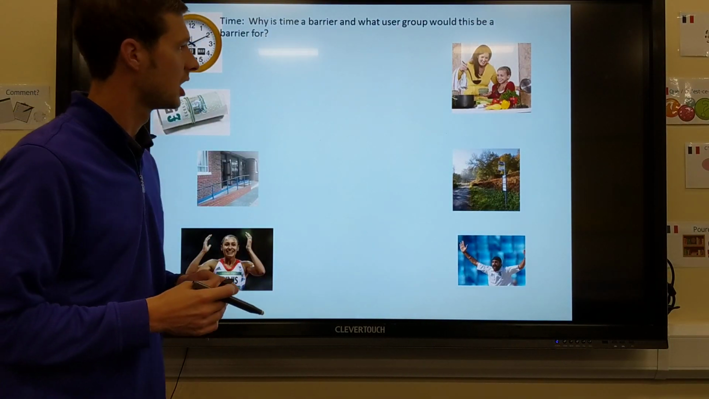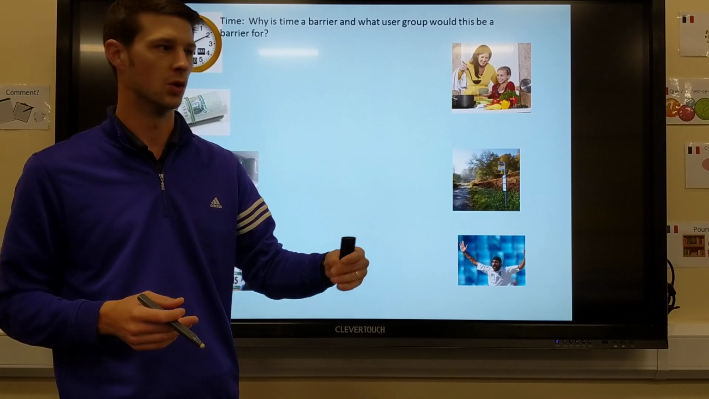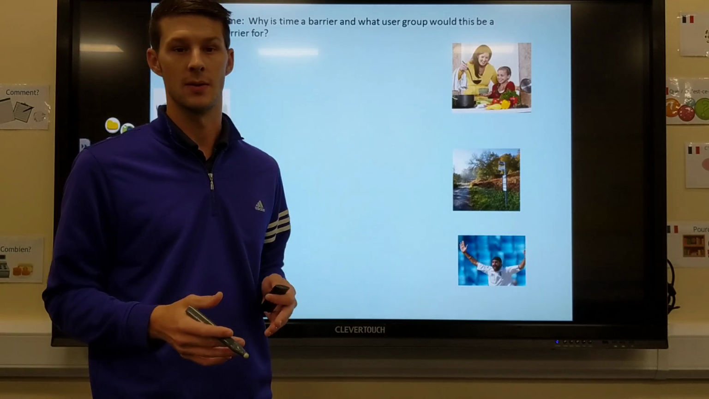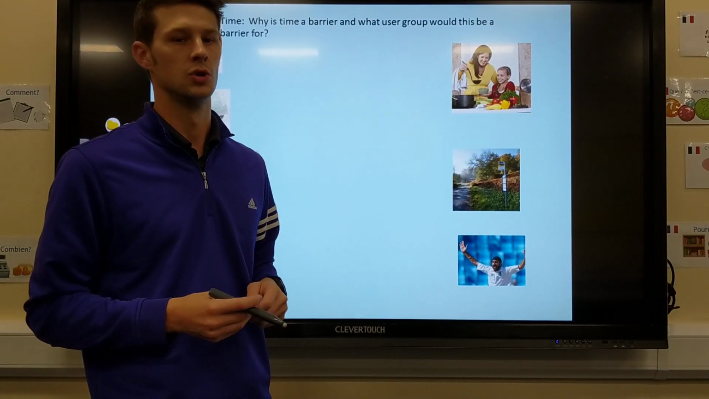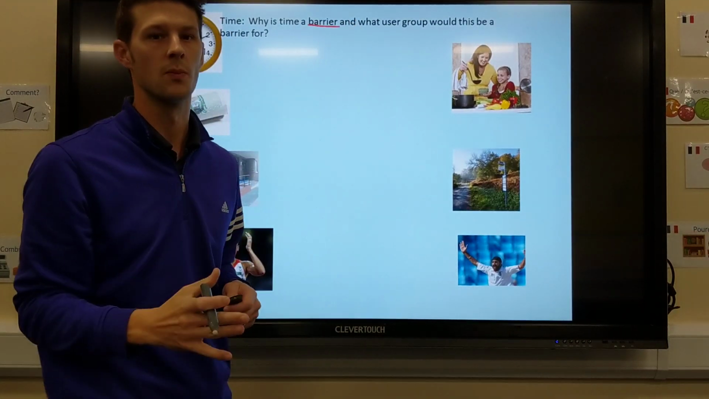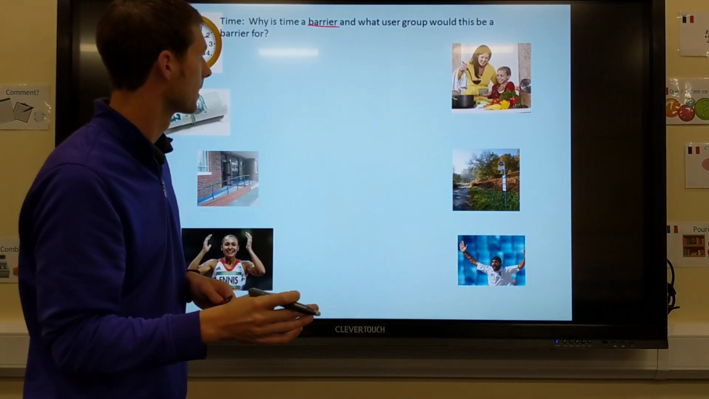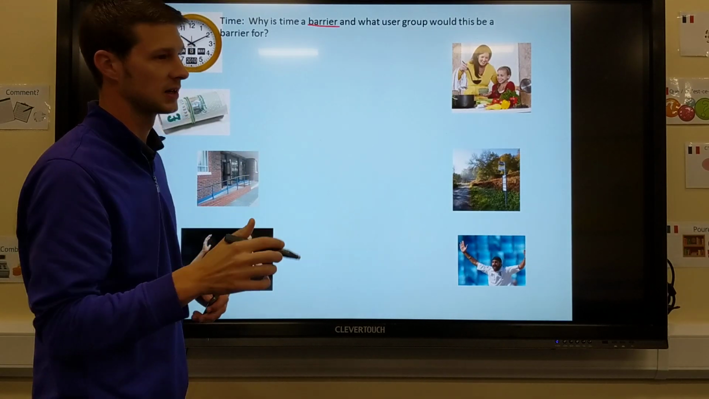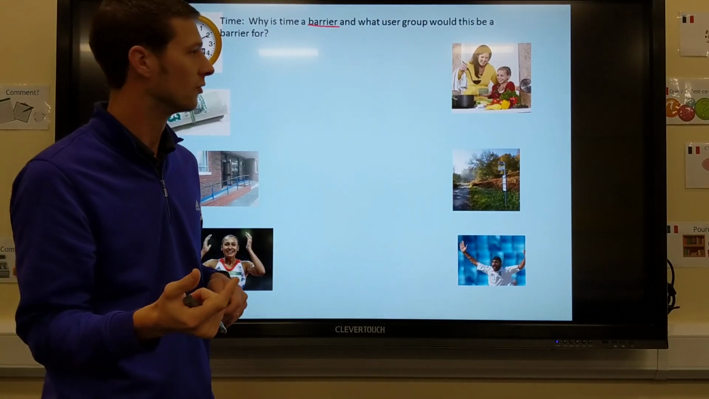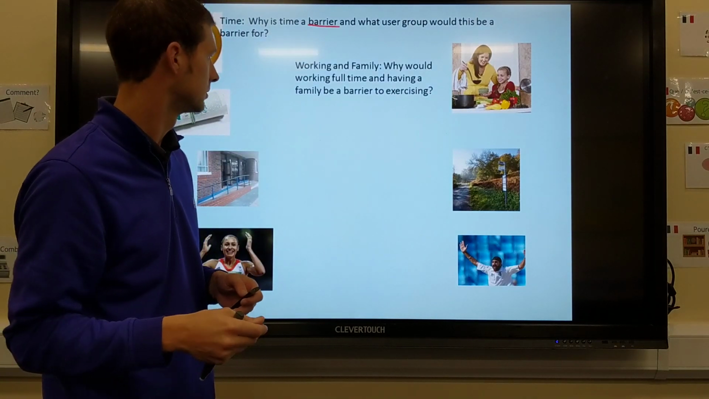So time. Why is time a barrier? For the full-time working parent who might work 9 to 5 or 8 to 5, a lack of time throughout the day will be a barrier to stop them doing a sport. Just recapping what a barrier means: a barrier is something that will stop them doing physical activity. So it's really important that we understand that word barrier. Time, particularly for working parents and families, could be an excuse, but is a barrier to participating in exercise.